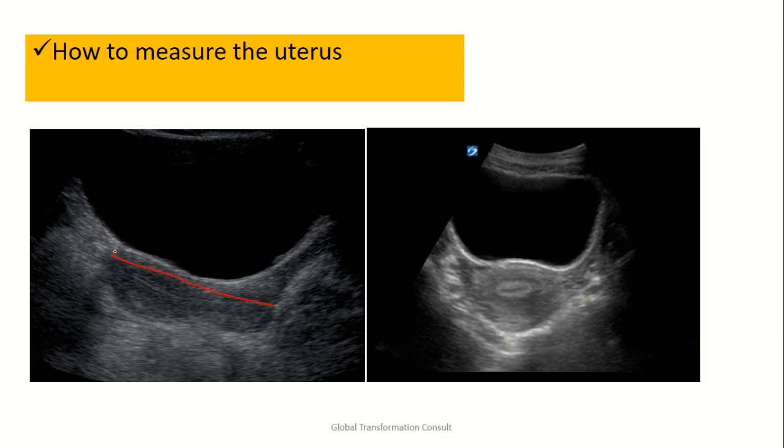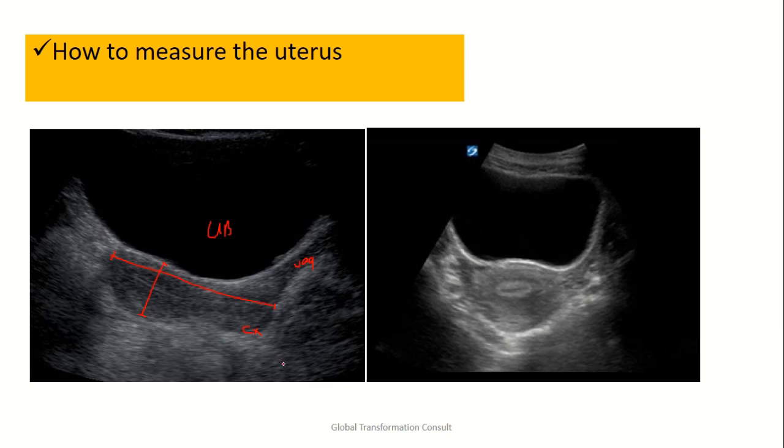Accurately, then you measure at the fundus, the thicker part of the uterus, from here down to this place. Then this is the cervix. That's the cervix, that's the vaginal canal, and that's the bladder.